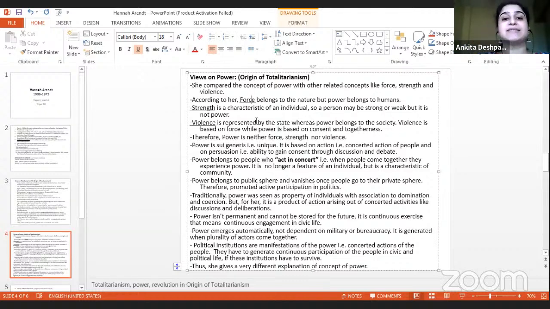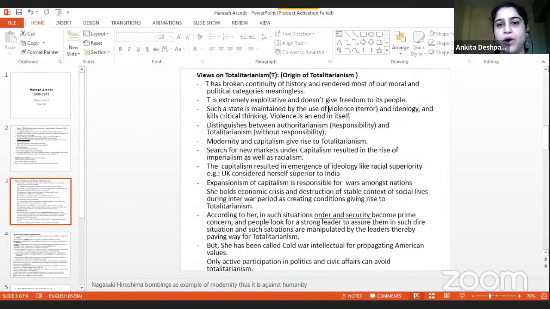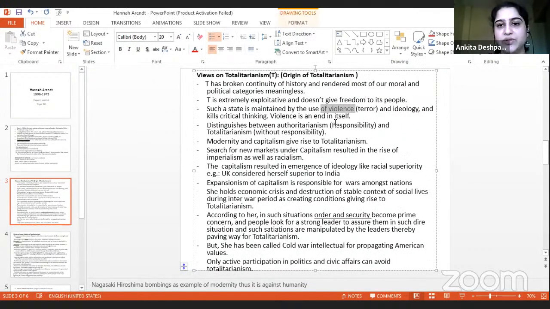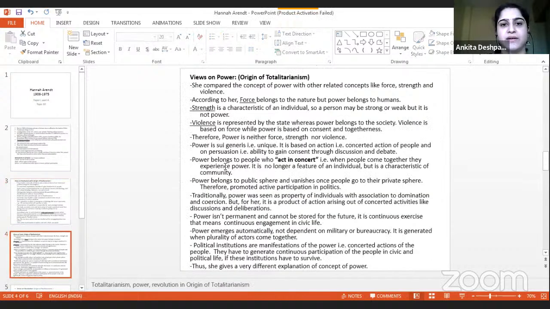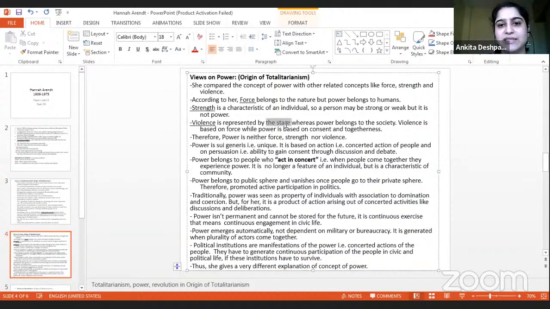Violence is represented by the state. She says violence. Remember totalitarianism? I told you, see here, violence. Totalitarianism is nothing but use of violence. So, same thing she's saying here, that violence is represented by the state, whereas power belongs to the society. Violence is based on force, while power is based on consent and togetherness. Therefore, power is neither force, because force belongs to nature, nor strength, because strength belongs to an individual. It's a physical attribute. Neither violence, because violence belongs to the state, while power belongs to the society.